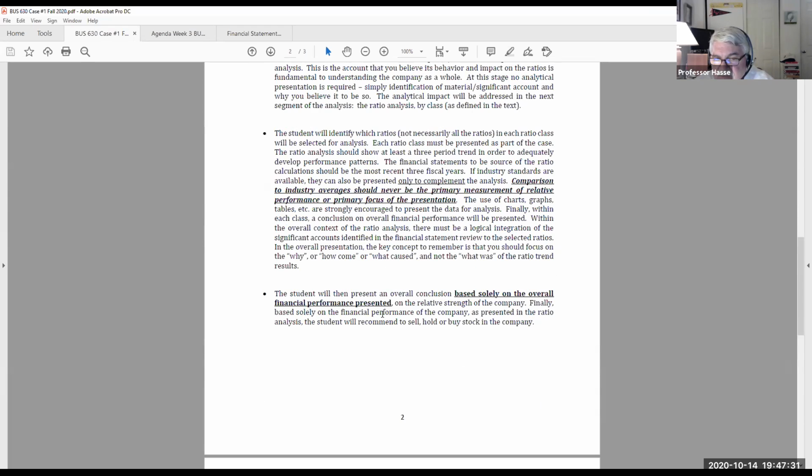Finally, based solely on the financial performance of the company, you don't know anything about the management team and if there's any scandal or whatever. As presented in your ratio analysis, the student will recommend to sell, hold, or buy the stock in the company.